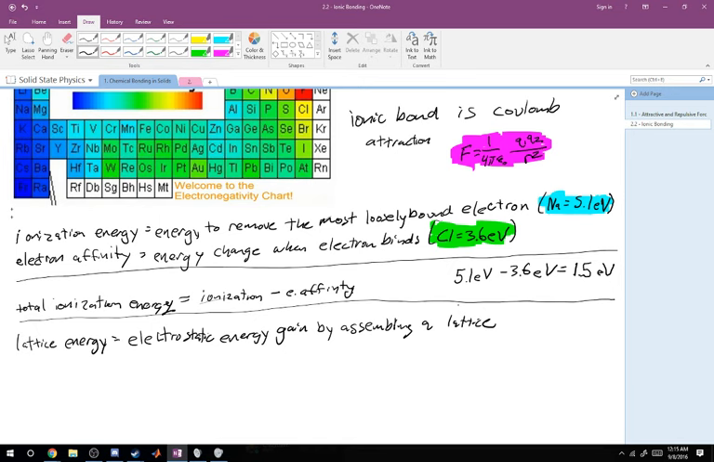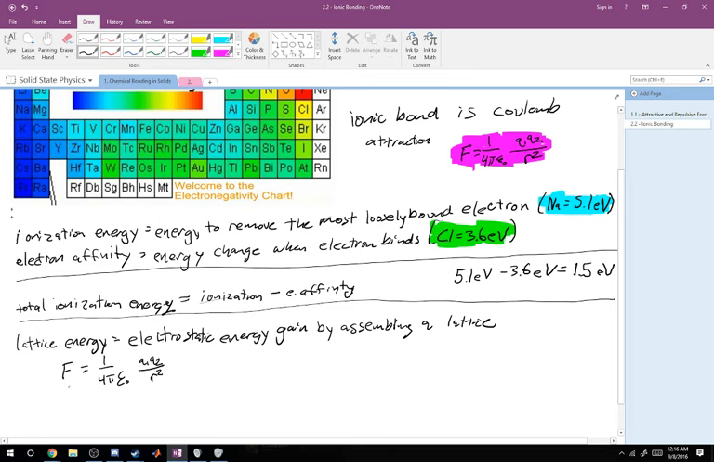So this electrostatic energy gain is actually found using this Coulomb force. It is defined as the energy gain is given by the Coulomb potential. So this is the energy gain. The lattice energy is the energy gained from the Coulomb potential. So how do we actually define that? Well, we know up here that the force is equal to 1 over 4 pi epsilon naught Q1 Q2 over R squared.